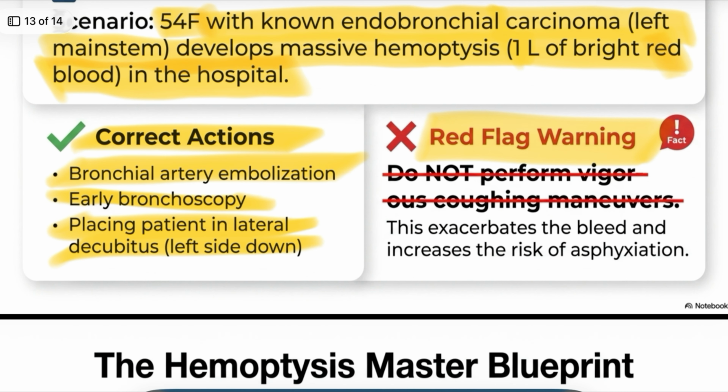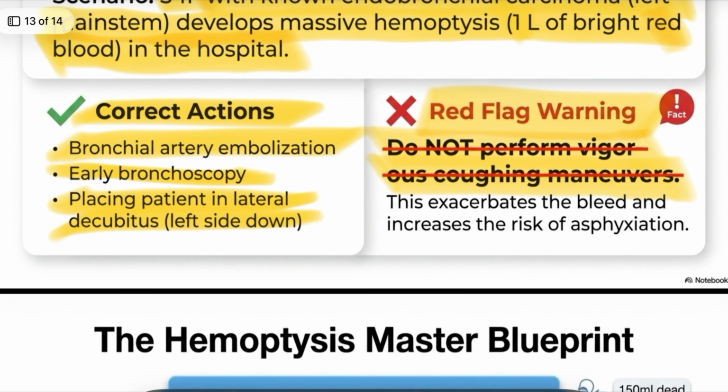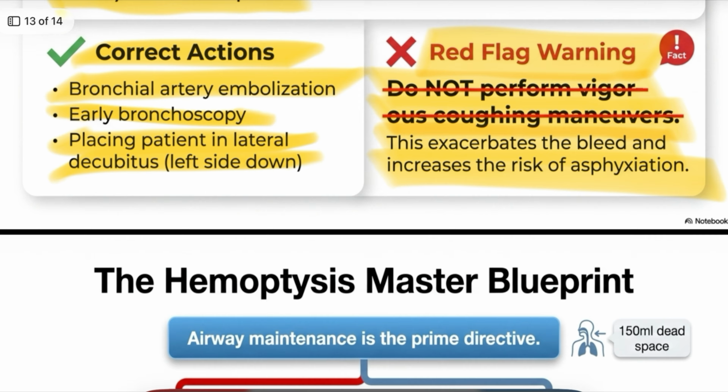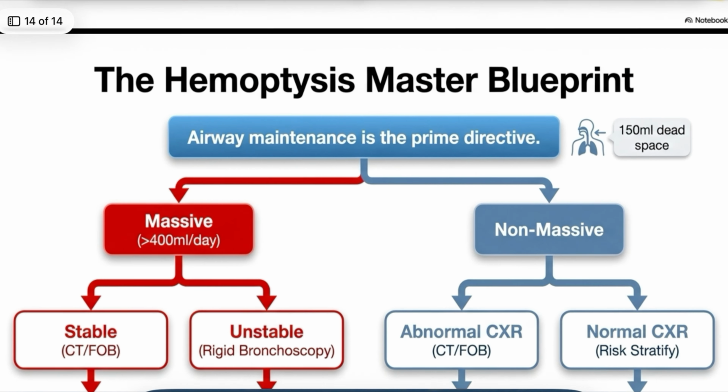Then red flags: do not perform vigorous coughing maneuvers. If you make the patient cough, he may have bronchial rupture and the severity may increase. This exacerbates the bleed and increases the risk of asphyxiation, which is the deadly complication of hemoptysis.